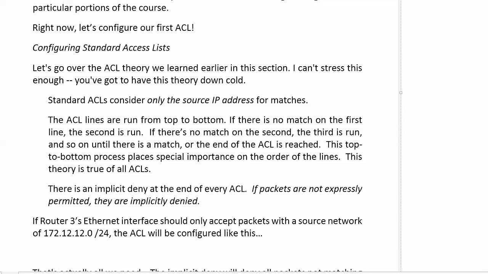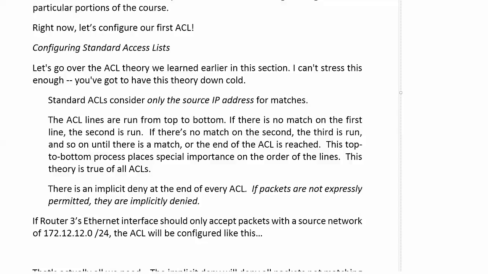Let's quickly go over the ACL theory that we learned in the first video, though, because we've got to have this down cold. Standard ACLs consider only the source IP address for matches. The lines in a standard ACL, just like every other ACL, are run from top to bottom until we get a match. If we don't get a match, the implicit deny at the end of every ACL is going to deny traffic. So if packets are not expressly permitted, they are implicitly denied.